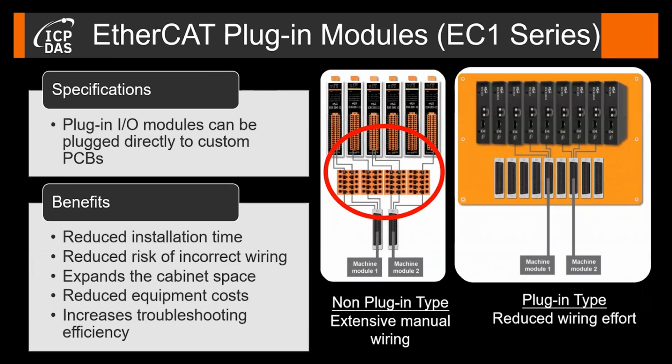The EC1 series is our plug-in solution for the EtherCAT network. The modules are designed to be plugged directly into a prefabricated circuit board or signal distribution board. The customer can develop the signal distribution board themselves or outsource the development to other companies or make use of ICP-DA's engineering service to develop and manufacture an application-specific board.